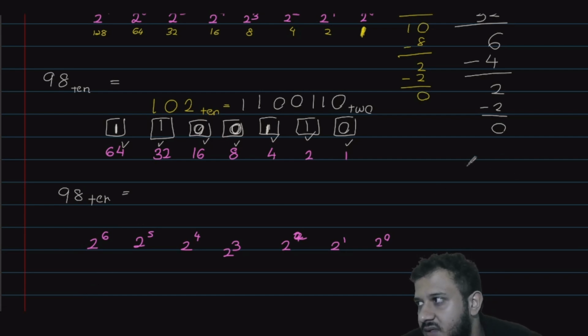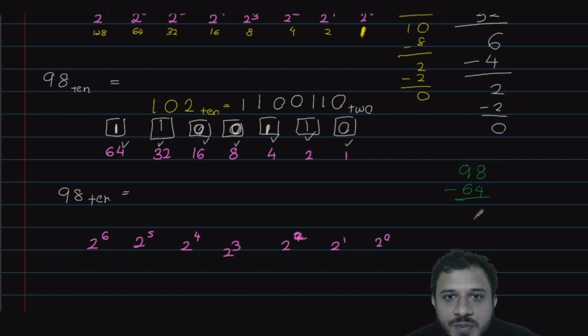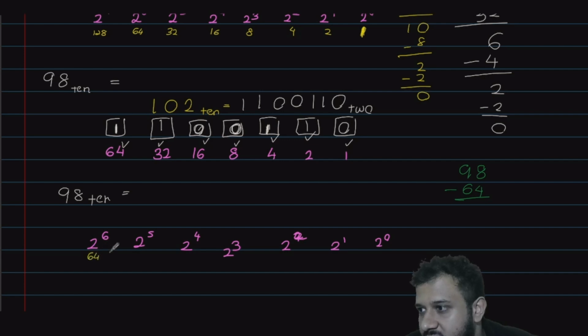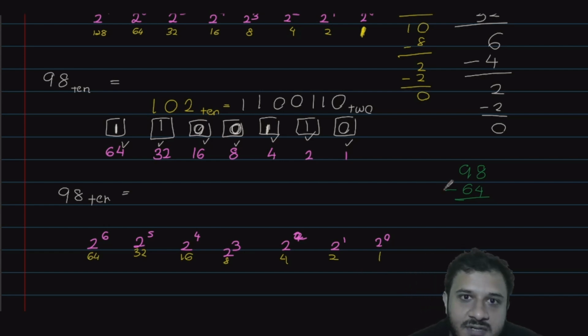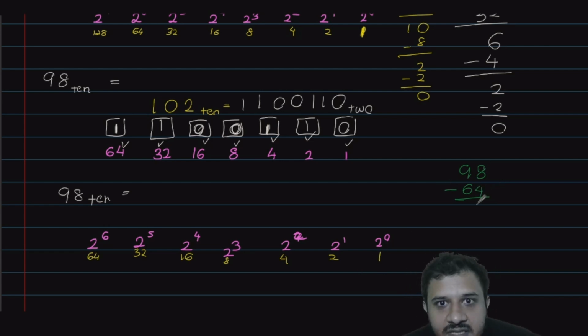Then from 98, can we take a 64 out? Yes. What is left over then? That means 2 to the power of 6. Remember, this 2 to the power of 6 means a 64. This is a 32. This is a 16. This is an 8. This is a 4. This is a 2. And this is a 1. 2 to the power of 0 is a 1. So can we take a 64 out? Yes, of course. That will give me a leftover of 34.